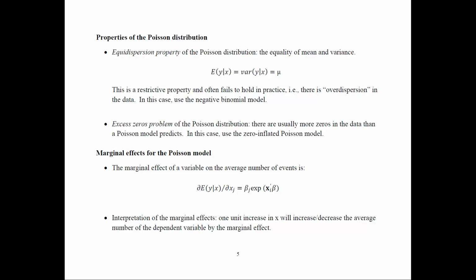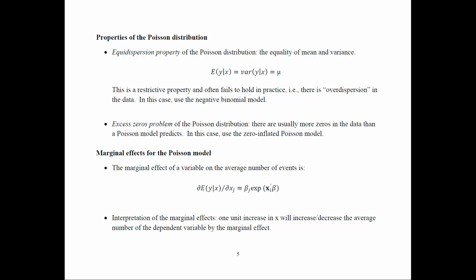We will now talk about a couple properties of the Poisson distribution. The first one is the equidispersion property of the Poisson distribution, and that is the equality of the mean and the variance. If you look at the formula, then we have the expectation of y given x equal to the variance of y given x, and that would be mu. So this property tends to be very restrictive and often fails to hold in practice, in which case we have over-dispersion in the data, which means that the variance happens to be greater than the mean. And we would need to adopt a little more flexible form to deal with this over-dispersion in the data, and that is called the negative binomial model.